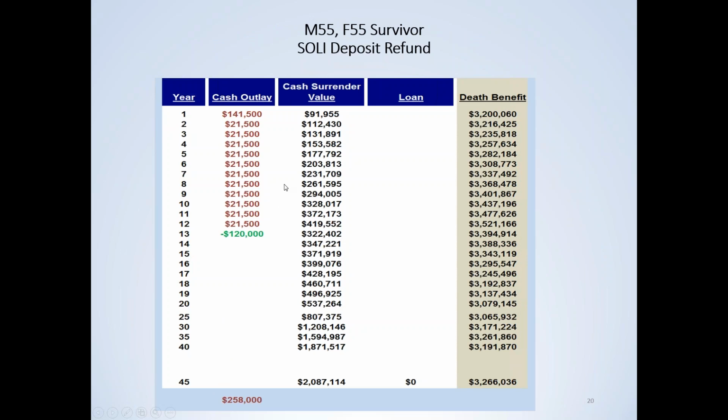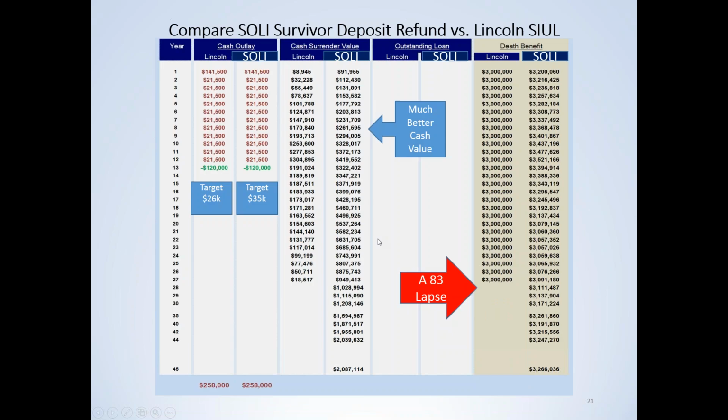Works with second to die too. This is a slightly different plan design. We're coming in with a deposit and then a reduction. In this case, the trustee wanted to loan their trust $120,000 in the first year, and then get it back in year 13. And that enabled the gifting to be within the annual gifting rules for them to establish these two 55-year-olds a $3 million death benefit. That's why we call it deposit refund. Bigger in the first year, and you get it back in year 13.